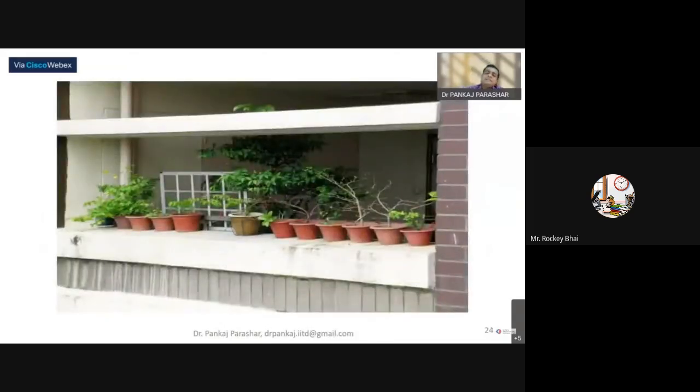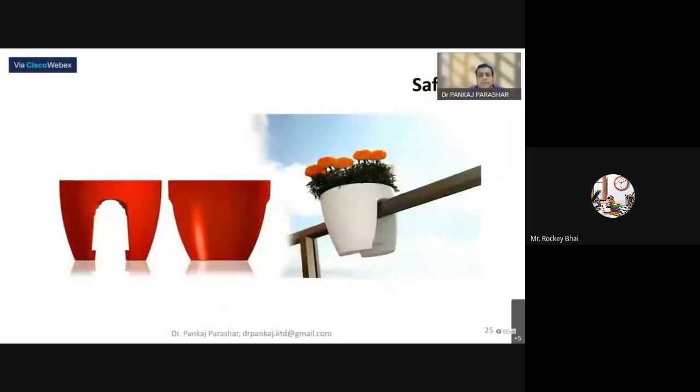Now, the other aspect is what you see here. It's a balcony with a lot of pots kept on the balcony sill. So what's the problem? The problem with high-rise buildings is these pots can fall down and can be dangerous to people working or playing or moving around on the ground floor or somewhere in the open space.